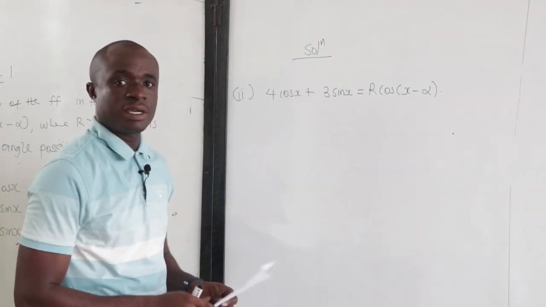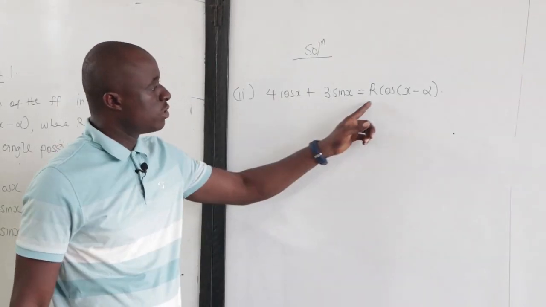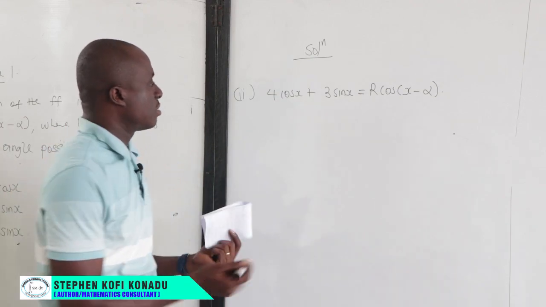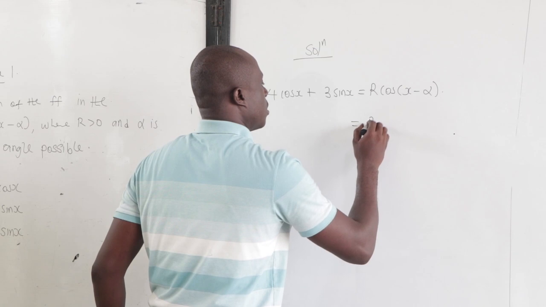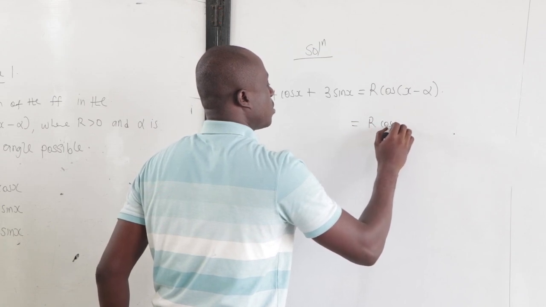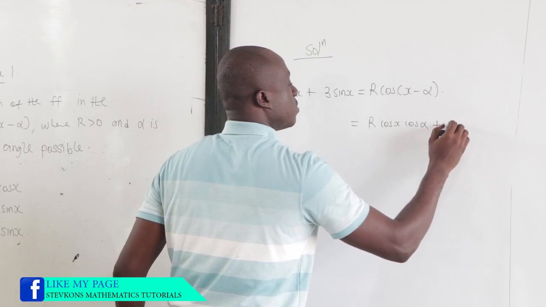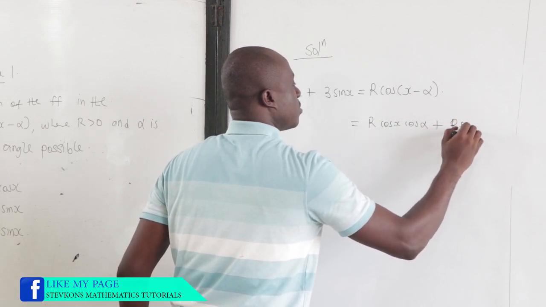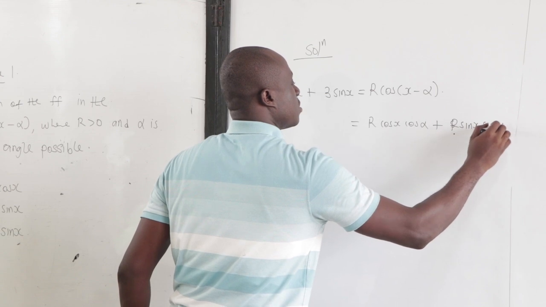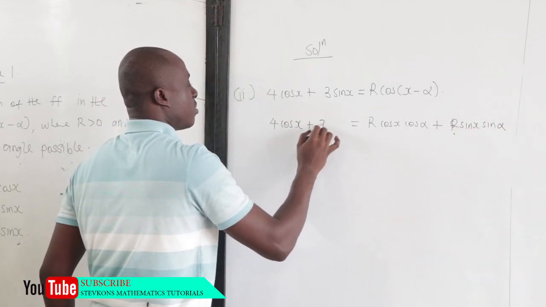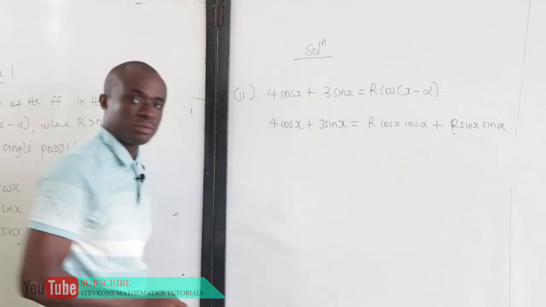Now let's see the second one. What are we supposed to do first? To factorize the right hand side. So this is just r cos x cos alpha and then positive r sine x sine alpha. We have 4 cos x plus 3 sine x.